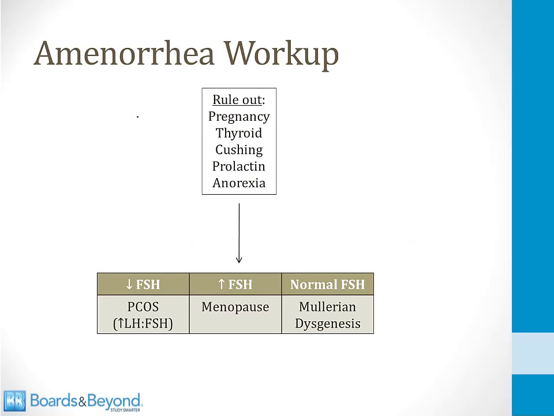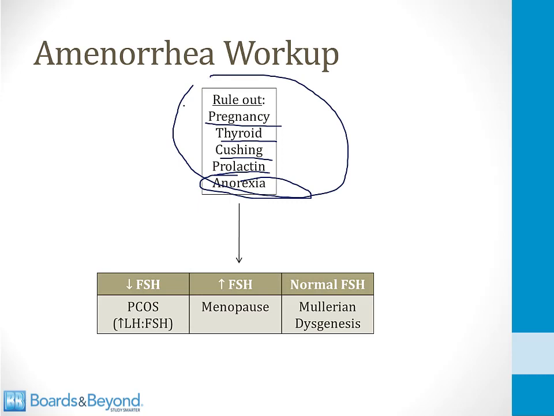For my final slide, let me show you this algorithm for working up secondary amenorrhea. There are lots of algorithms like this. This is just one example, but you begin by ruling out pregnancy, which is the most common cause. You then rule out rare causes like thyroid disease, Cushing's disease, or prolactinoma, and you screen the woman for anorexia. Once all of these things have been ruled out, the FSH level becomes very important.